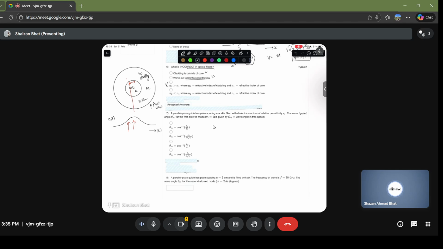Works on total internal reflection. That's also correct. That means if you draw the side view of the optical fiber, it looks like this, where this is the cladding and this is the core, and you hit it at a certain angle, which is equivalent to the critical angle, it undergoes total internal reflection.